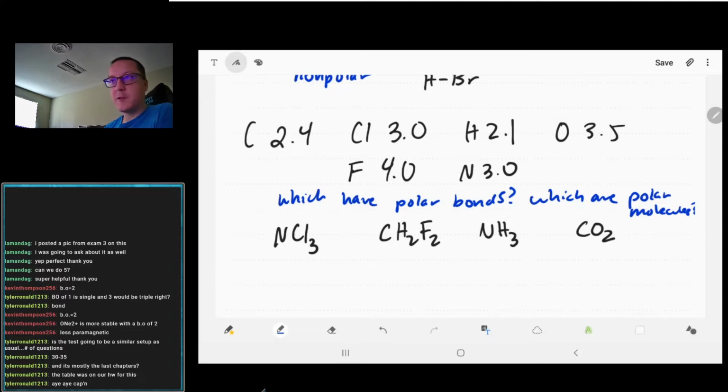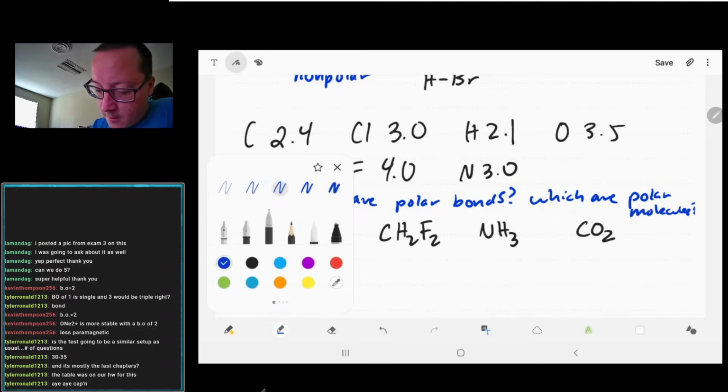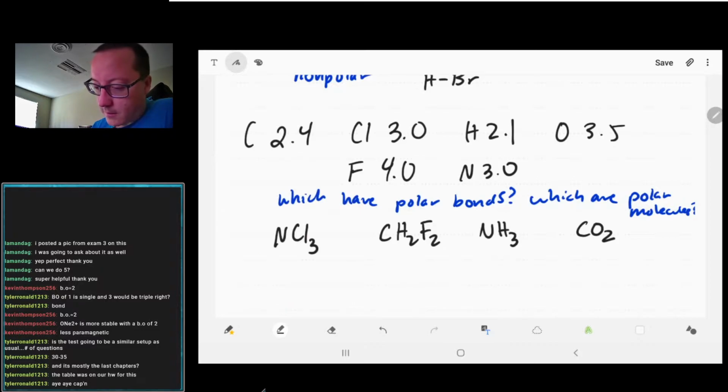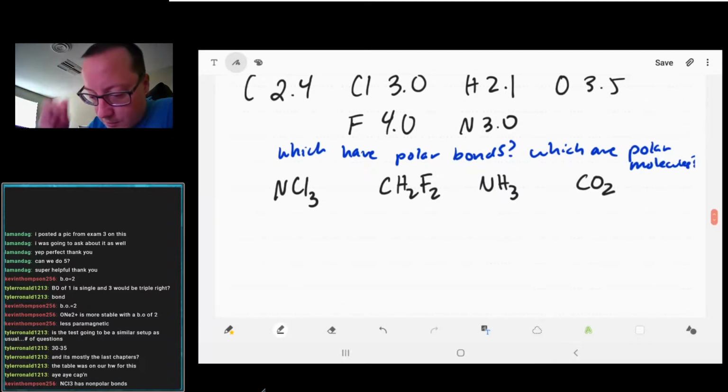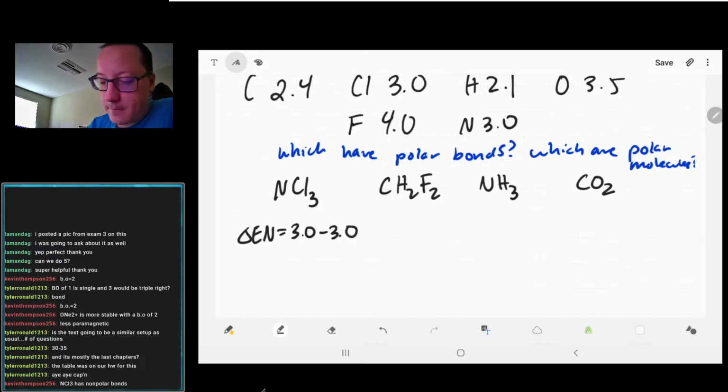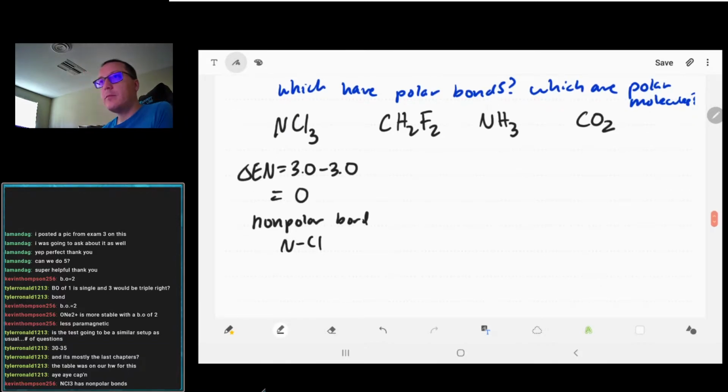Okay, so first question is polar bonds. Is nitrogen trichloride going to have polar bonds? Let's take a look. Indeed, we see a difference of electronegativity of about 0, so we're definitely going to say that this would be a non-polar bond between nitrogen and chlorine. At least with the numbers I've given you.